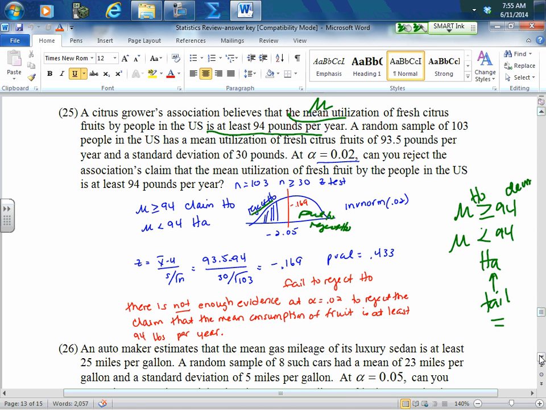Remember your z-score has a sample in here. You have a random sample, pull this out, of 103. You have a sample mean of 93.5 and a sample standard deviation of 30. Here's your level of significance. Can you reject? The word reject is only used for H0. So check your claim is your H0. It's a good check before you go on. So set it up, find what it is.